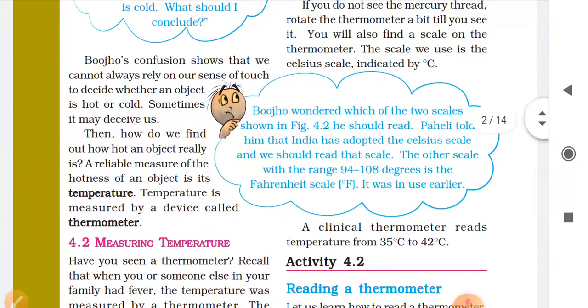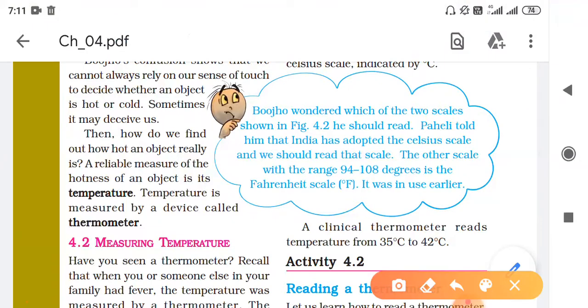Now, how do we measure the temperature? Which object will help us measure the temperature? A reliable measure of the hotness of an object is the temperature. We should know how cold it is and how hot it is. So what is it called? It is called the measurement of temperature. And what is the definition of temperature? A reliable measure of the hotness of an object is its temperature.